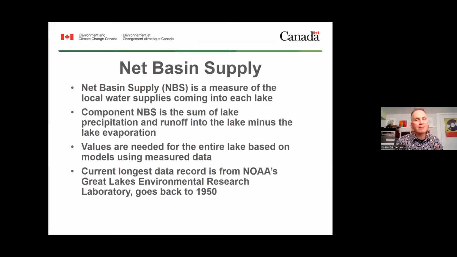So talking about net basin supply, it's just a measure of the local water supplies that are coming into the lake. So the component net basin supply is the sum of the lake precipitation and runoff minus the lake evaporation. And of course, that is important because the precipitation and the evaporation are fighting on different ends as far as lake levels go. So we need values for the entire lake, and our reference data set is from the Great Lakes Environmental Research Laboratory, a NOAA shop in Ann Arbor, Michigan, which goes back to 1950.